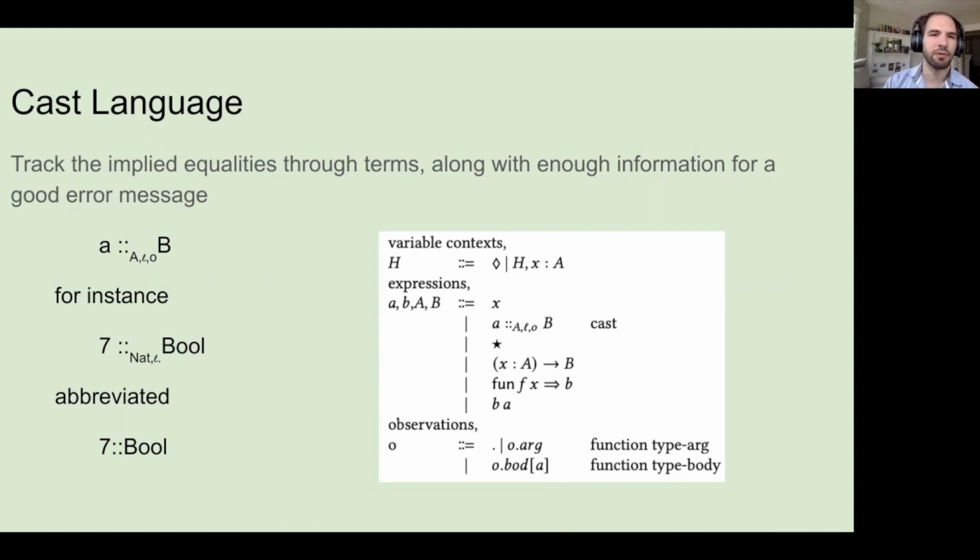So for instance, if we want to claim 7 is a bool, that's fine as long as we know the underlying type of 7 is nat, and we have a location where the user has tried to use 7 as a bool, and an observation that records how that term was evaluated.